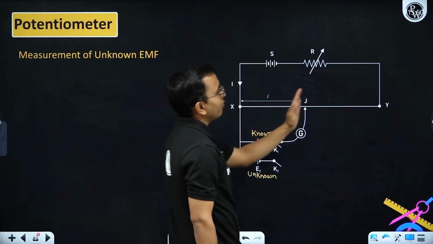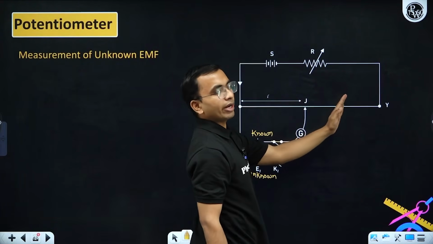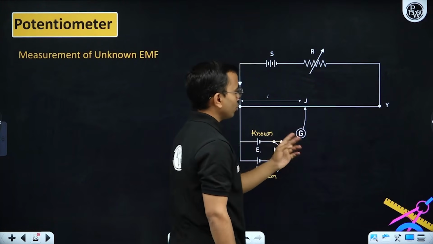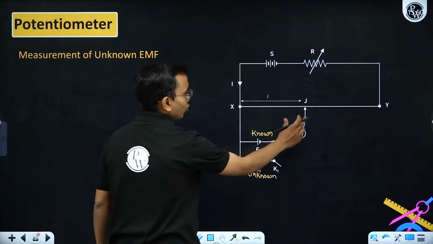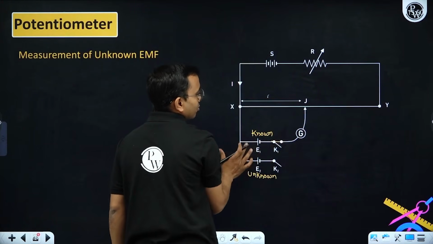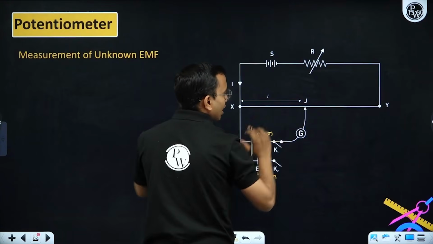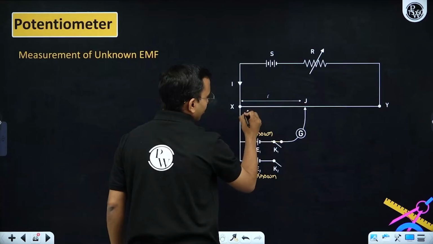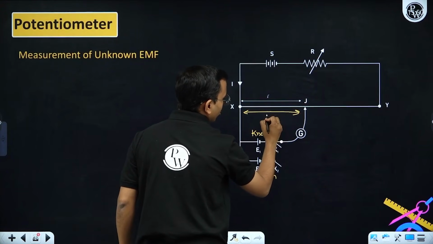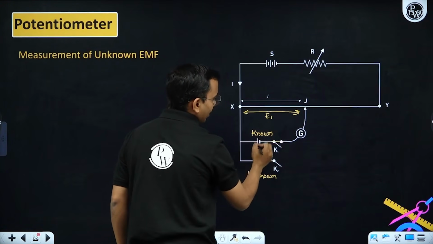We are moving this galvanometer key to find the null point. Null point means the galvanometer shows zero deflection here. Zero deflection means no current is passing through the galvanometer. When that happens, the potential across the galvanometer is zero. It means this potential has to be equal to E1 only, then only it is balancing it.